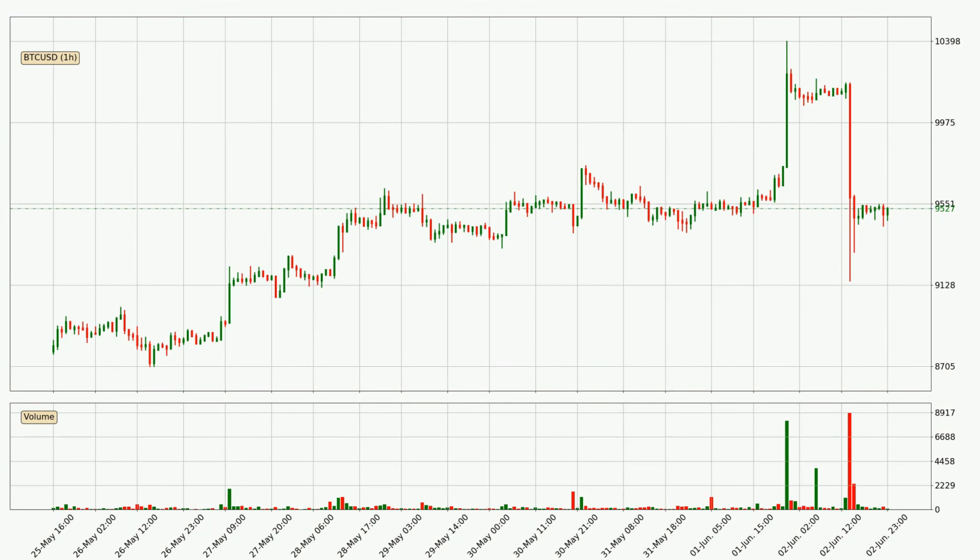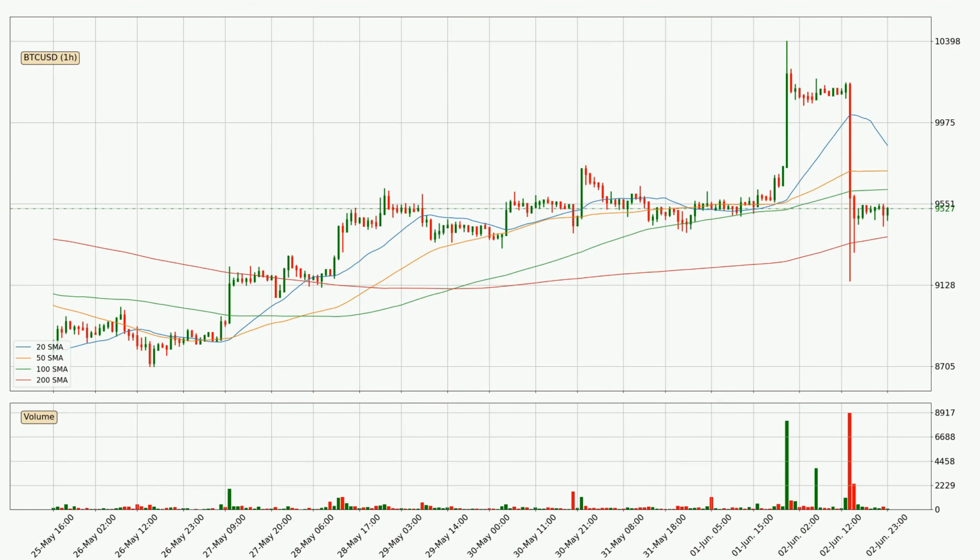Looking at the Bitcoin hourly time frame, the price moved quickly to the downside with around 6.0% in the last 24 hours, with a current price of $9,527. We can see that the sellers are taking over because the volume was high, showing that this move was strong.